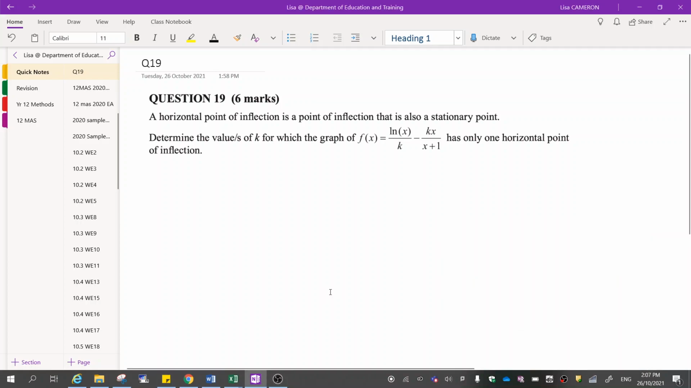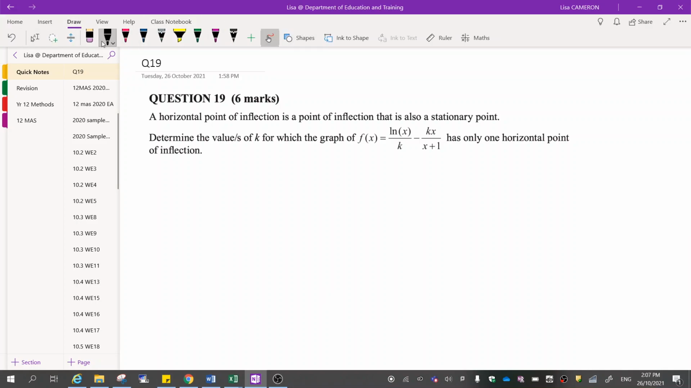Alrighty, so a horizontal point of inflection is a point of inflection that is also a stationary point. So if I'm going to start thinking about what this is going to look like, if it's a horizontal point of inflection and it's also a stationary point, it's going to look like that, or it's going to look like that.